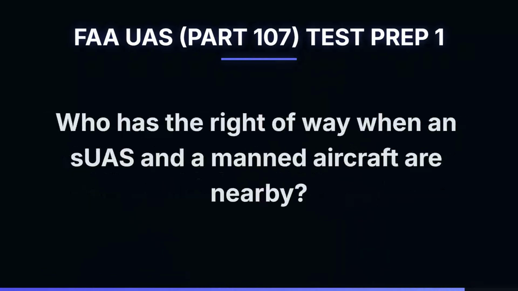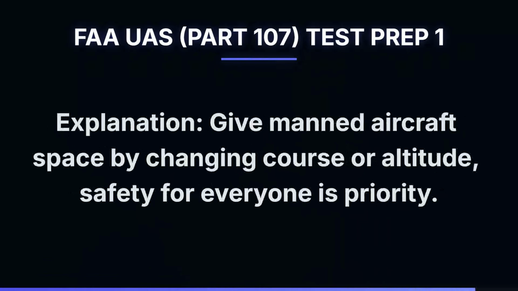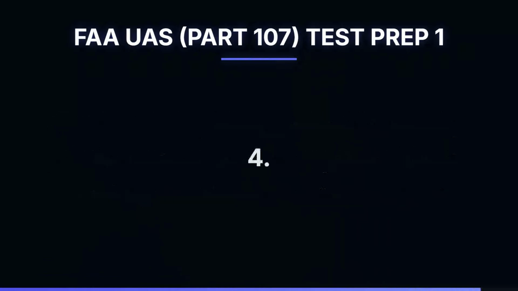3. Who has the right-of-way when an SUAS and a manned aircraft are nearby? Manned aircraft always have the right-of-way. You must yield and avoid their flight path. Give manned aircraft space by changing course or altitude. Safety for everyone is the priority.